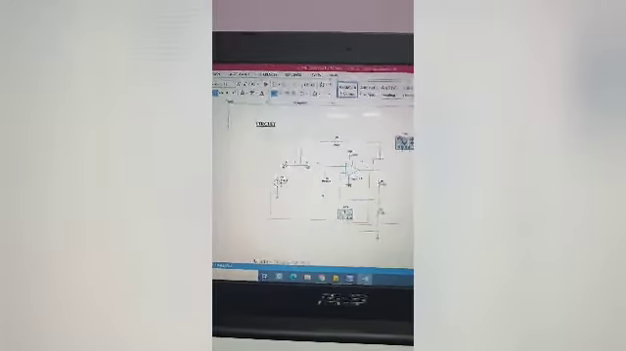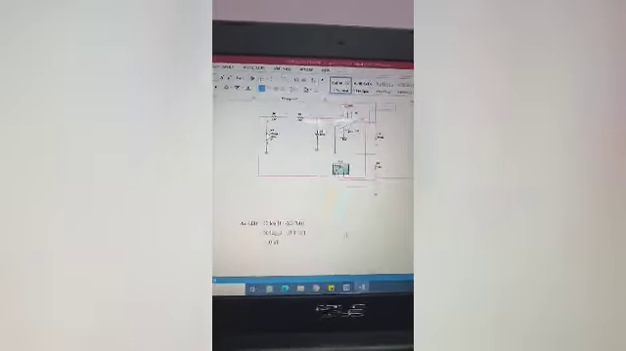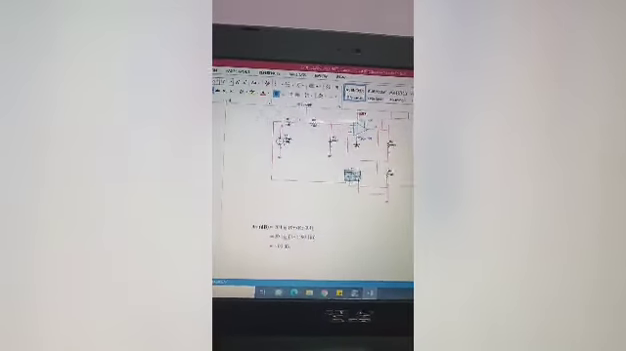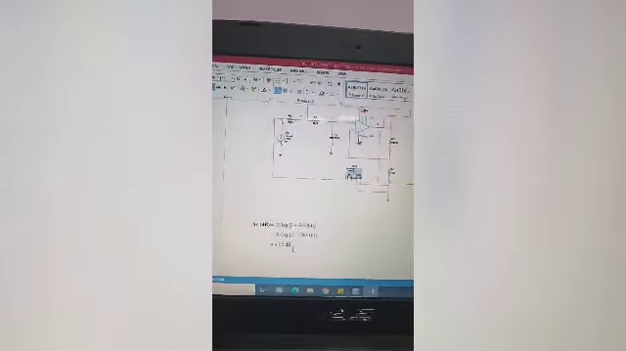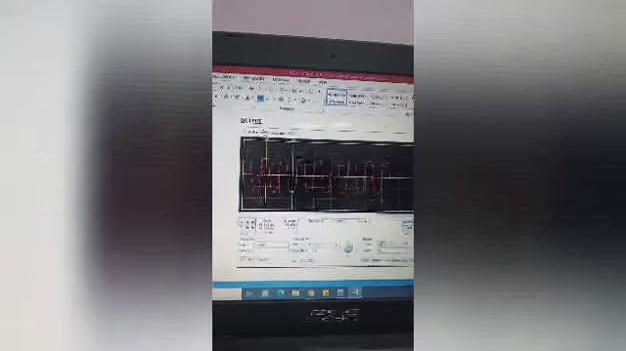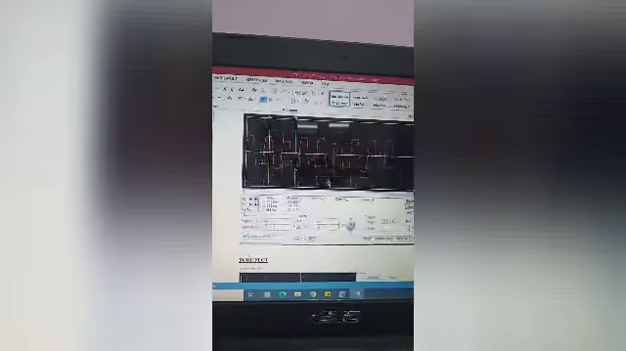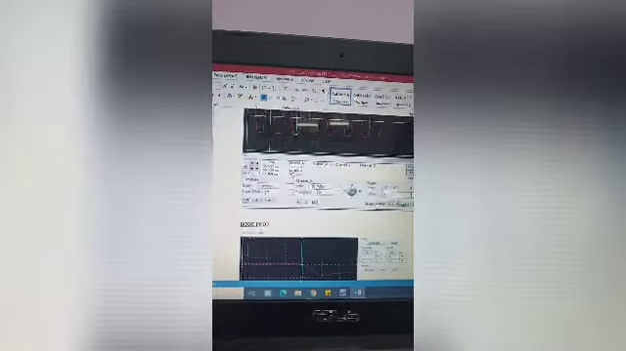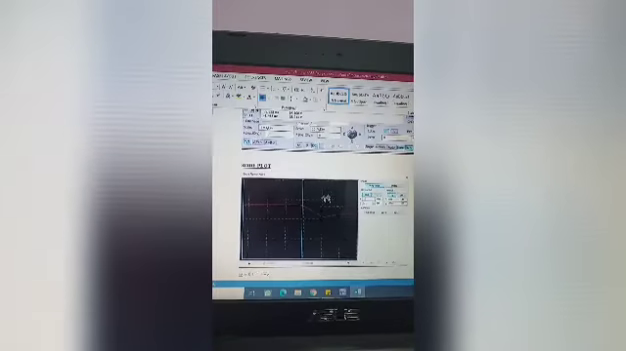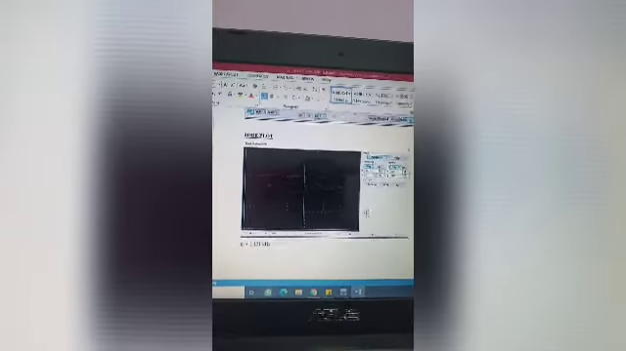This is the simulation in Multisim. From the simulation, I found that AV equals 4.03 dB. This is the output using the 4 channel oscilloscope, and the Vout is 14.106 volts, and this is the Bode plot. From the Bode plot, we found the fc. The fc is 8.121 kilohertz.